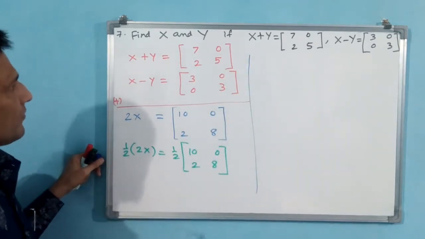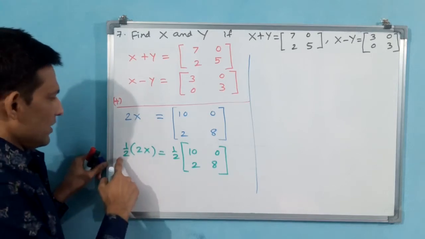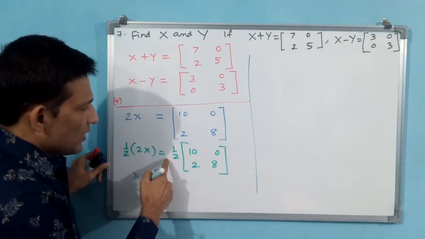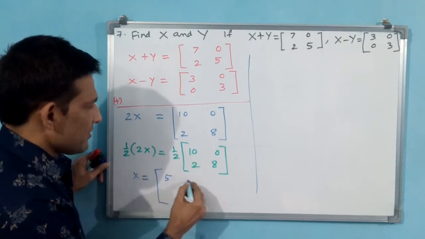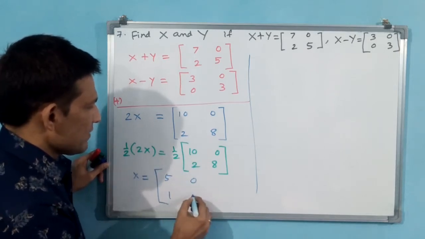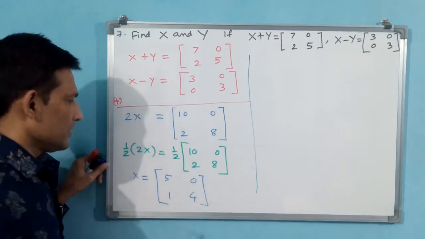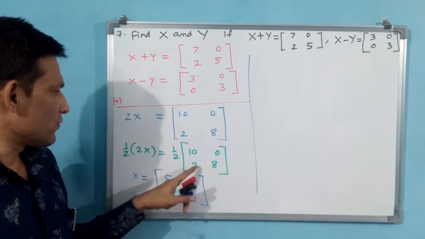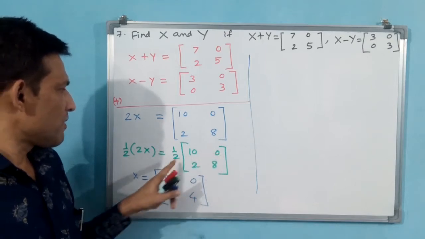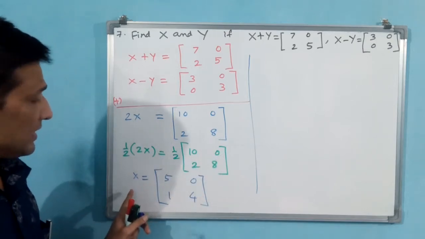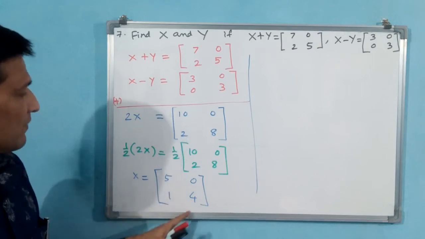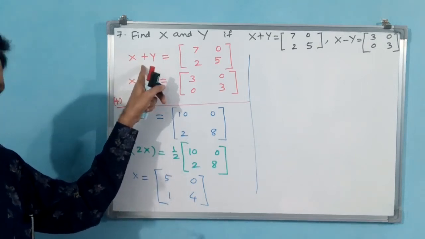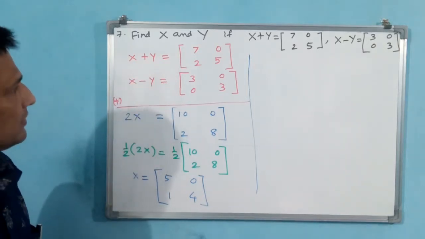Okay, now 2 gets cancelled and x will come. X is equal to, if 1 by 2 goes inside automatically, 5, 0, 1, 4. Is it okay? Why? Because 10 by 2 is 5, 8 by 2 is 4, 2 by 2 is 1, 0 by 2 is 0. That's all. X you have got 5, 0, 1, 4. Shall we substitute this x inside this one? Directly we can do. Write down.